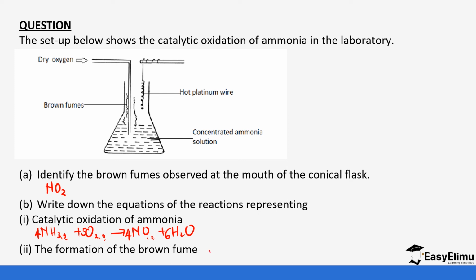Formation of the brown fumes: it's nitrogen 2 oxide plus oxygen gas to form nitrogen 4 oxide. So we put a 2 here. That's balanced, so we have 2 plus 2 oxygen, 4. So this is correct. That brings us to the end of this session. See you in the next lesson as we look at the large scale preparation of ammonia.